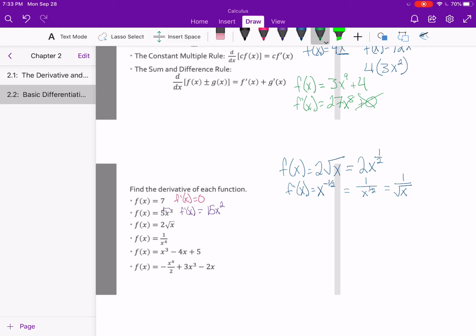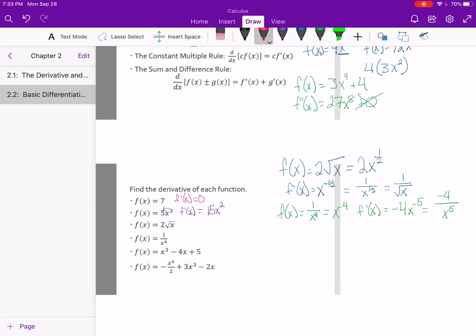Same thing with the next one. We have f of x equals 1 over x to the 4th. I'm going to rewrite that as x to the negative 4th, because then our derivative looks pretty easy. So f prime of x, bring the negative 4 down in front, decrease by 1, so now it's negative 5. And we can rewrite that to be negative 4 over x to the 5th.